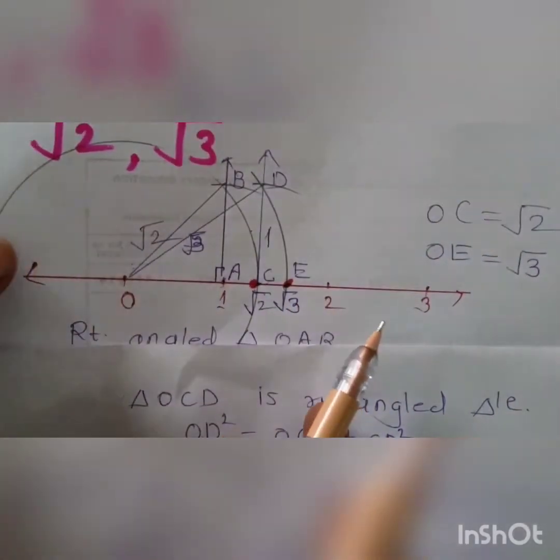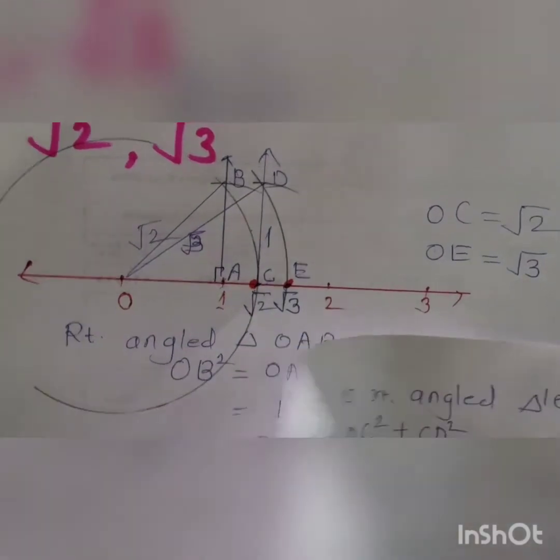Now we are going to take the next numbers which are given in your textbook, that is root 5 and root 10.